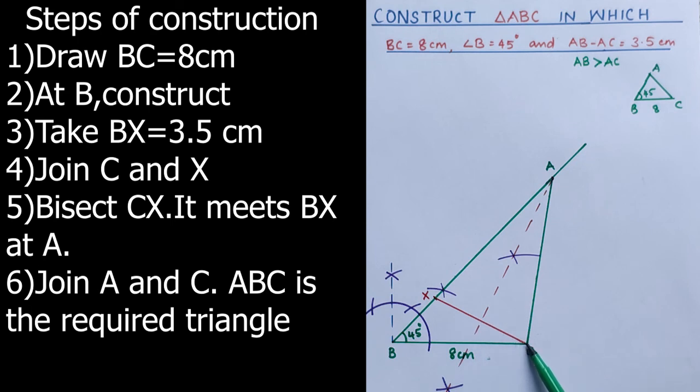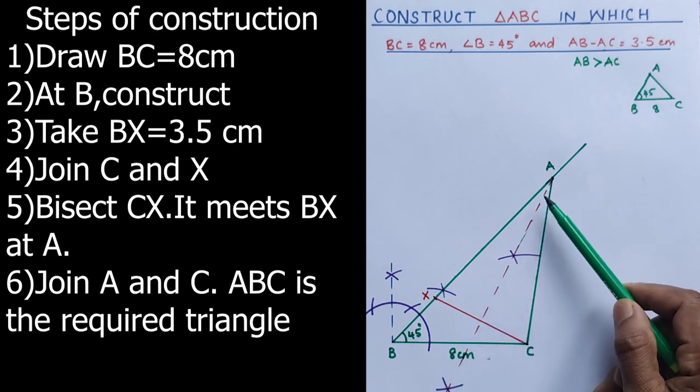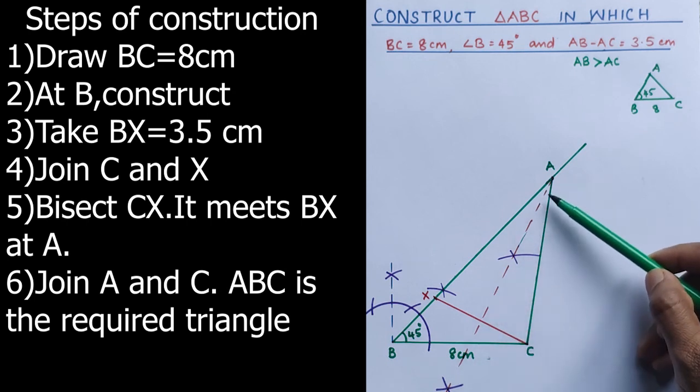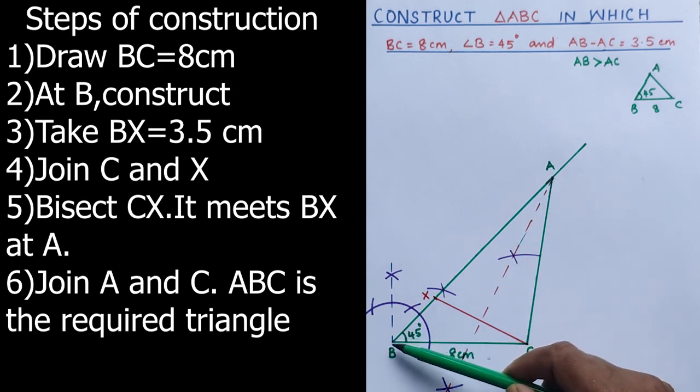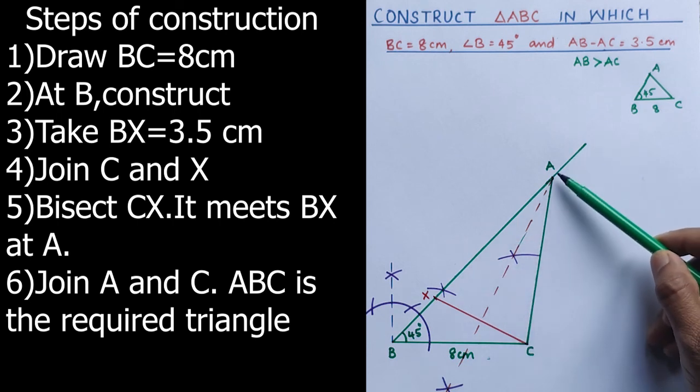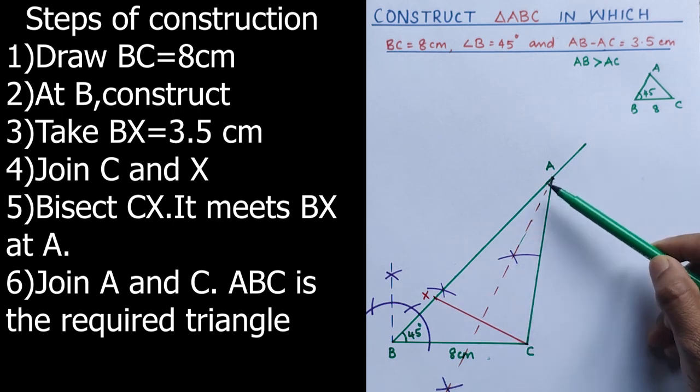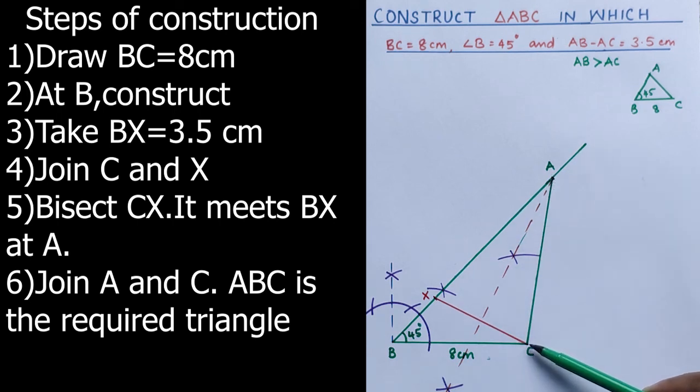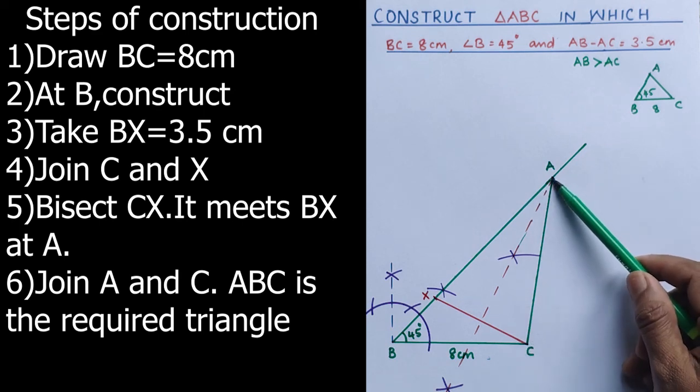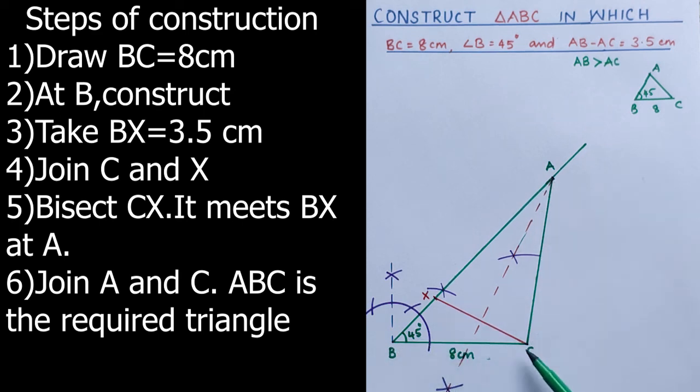Join C and X. Draw the perpendicular bisector of CX. Then that perpendicular bisector meets this long line, that means BX, at A. Join A and C. So ABC is the required triangle.